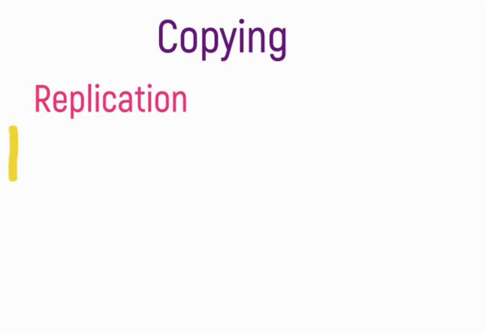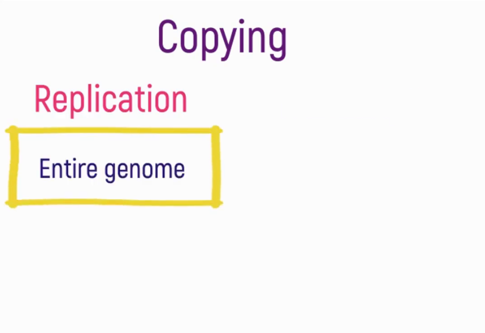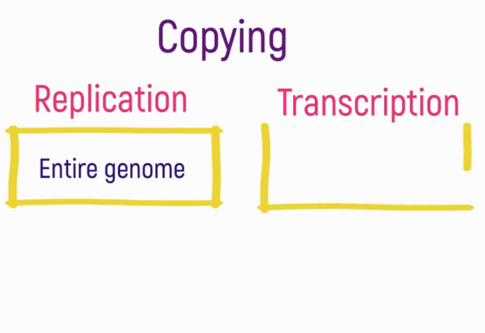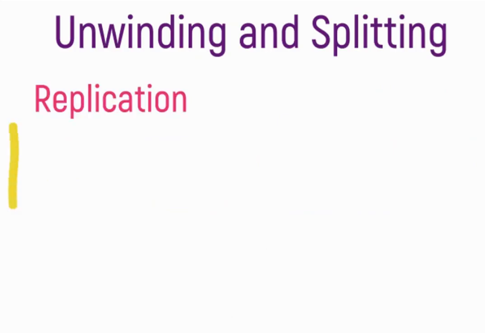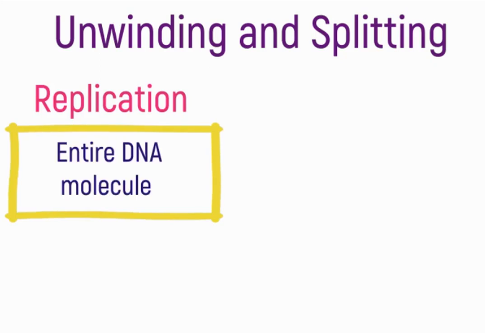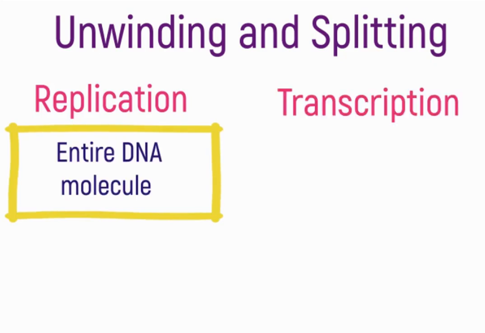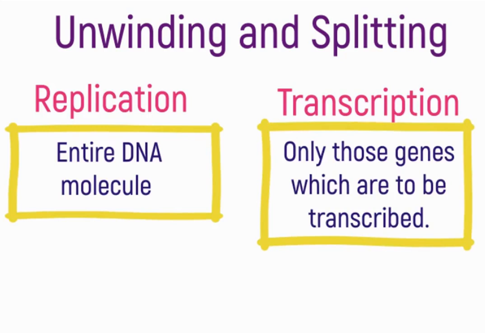DNA replication involves copying of the entire genome, while transcription involves copying of certain individual genes only. Replication involves unwinding and splitting of the entire DNA molecule, while transcription involves unwinding and splitting of only those genes which are to be transcribed.